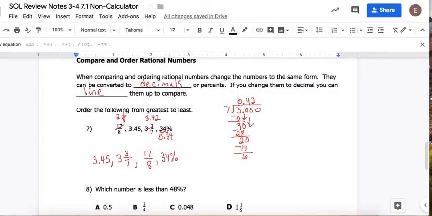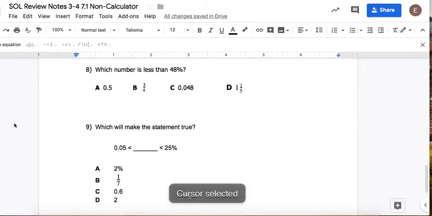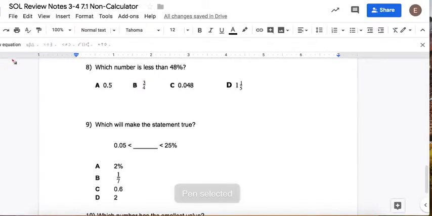So let's move on to number 8, where we have which number is less than 48%. Okay, so the first thing I want to do is convert this to a decimal. So we're going to move it 2 to the left. And I find that this is 0.48. So I'm looking for something less than 48 hundredths. Well, I have 5/10 here. And I know that if I drop a 0 here, this is 50 hundredths. So that's greater. I'm going to cross that out.